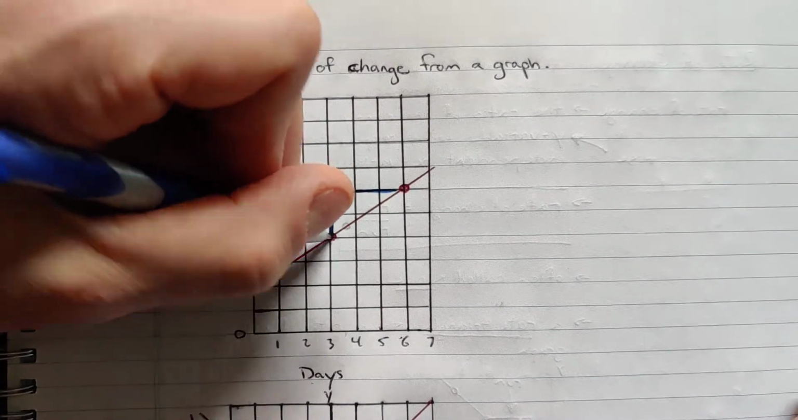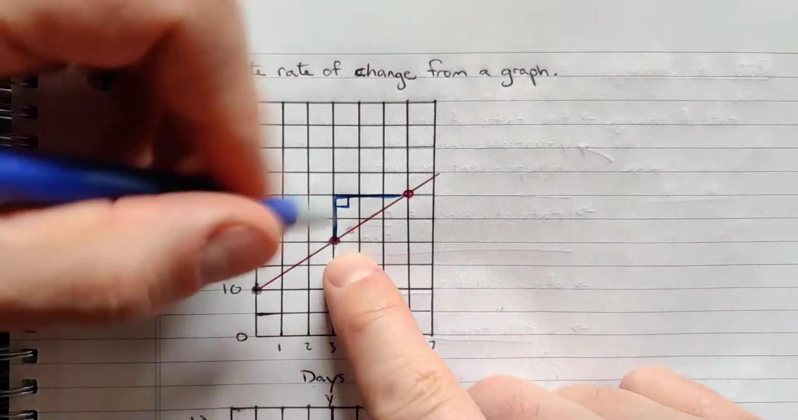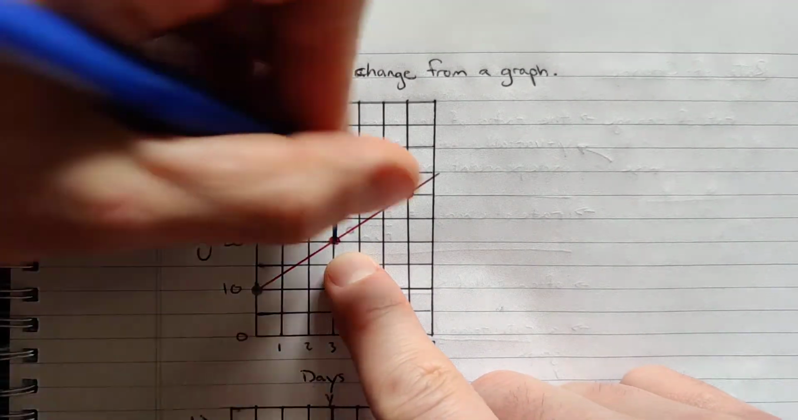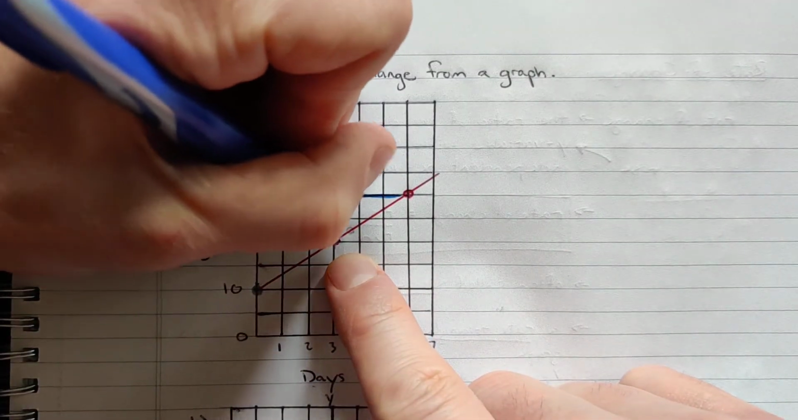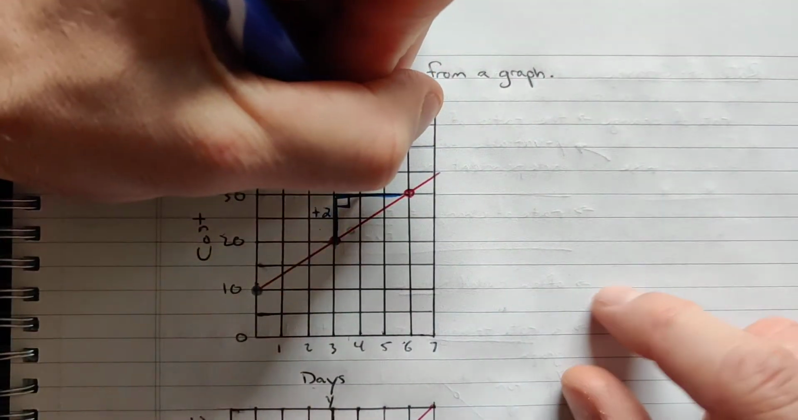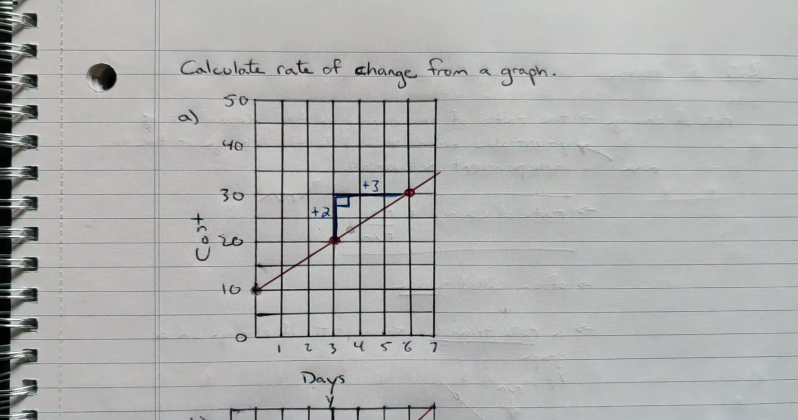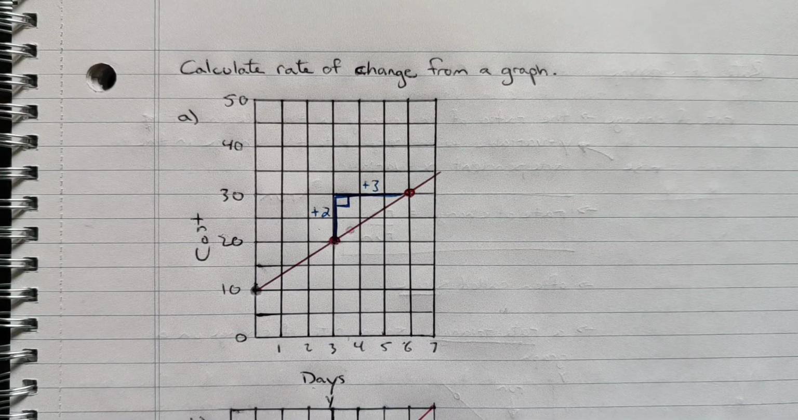But I'm going from left to right. Remember, we read the graphs from left to right. From left to right, I'm going up 1, 2. So plus 2 is my rise. 1, 2, 3 squares over. Plus 3 is my run. Now, that makes sense in terms of squares. However, there is one slight omission that I made.